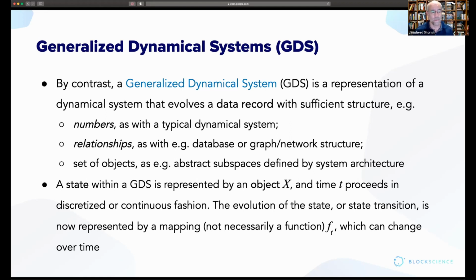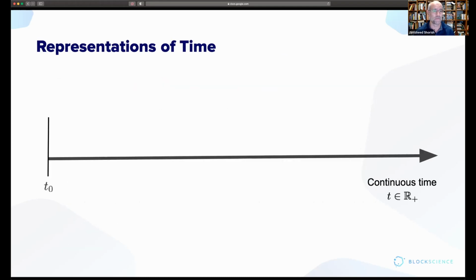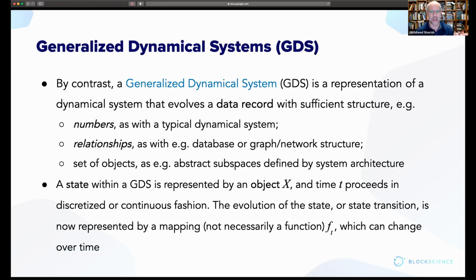So the state within the GDS is represented again by X in the slides that are coming. And then we'll have a transition of the state, a mutation of the state, a change that is represented by some kind of relationship, a mapping, not necessarily a strict mathematical function, but a mathematical relationship that can change over time. That, in a nutshell, is GDS. This is sort of the slide to go back to when you want to get a handle on what GDS is at its core.